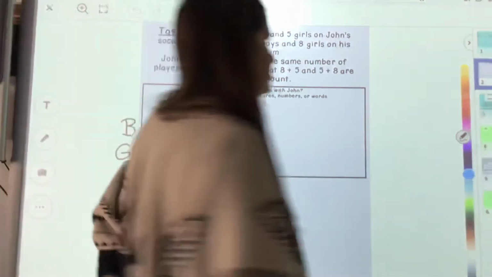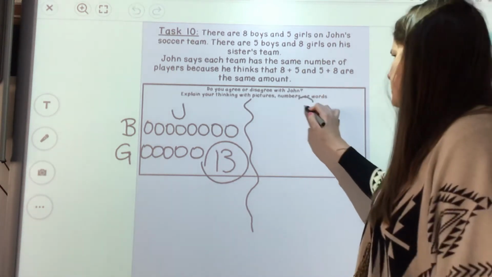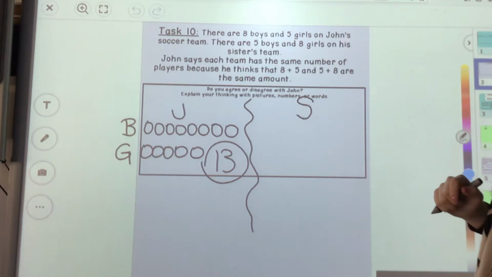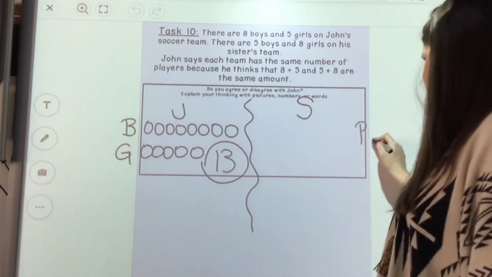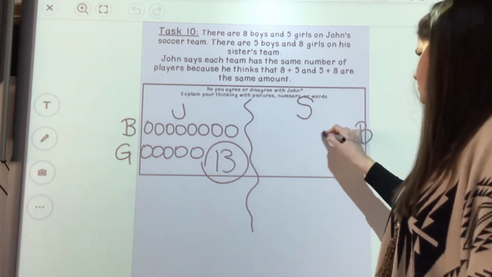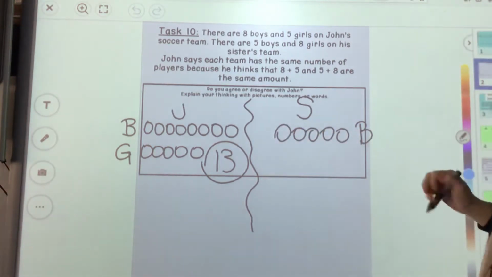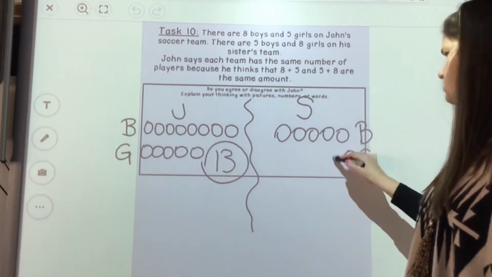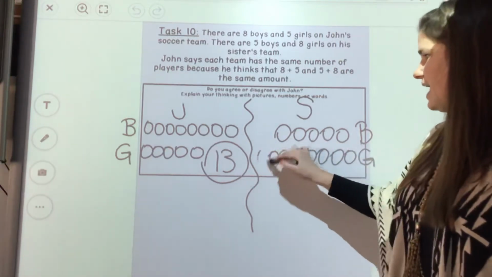And I'm going to go to the other side. I don't know his sister's name, so I'm just going to put an S for sister. 5 boys and 8 girls on his sister's team. So I'm going to put a B. 1, 2, 3, 4, 5 boys and 8 girls. So a G for girls, and I need 8. 1, 2, 3, 4, 5, 6, 7, 8.